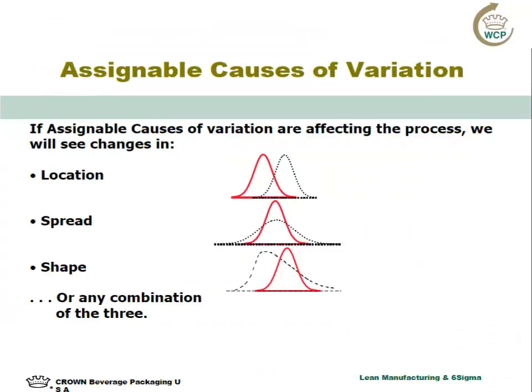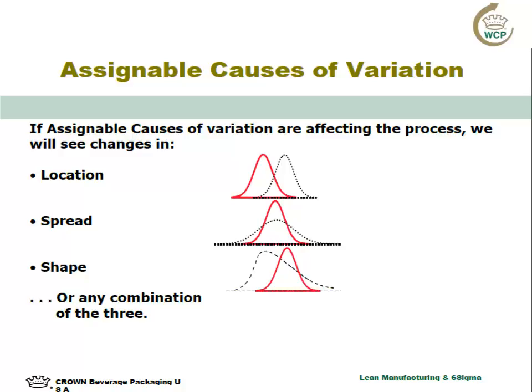When assignable causes of variation occur, it could do a number of things to the data. First, the location of the histogram can move or shift. This would move the average of the data either higher or lower depending on how the data shifted. Secondly, the spread of data can change. This data set would have the same average, but the range could increase or decrease. Lastly, the shape of the normal curve could be affected.